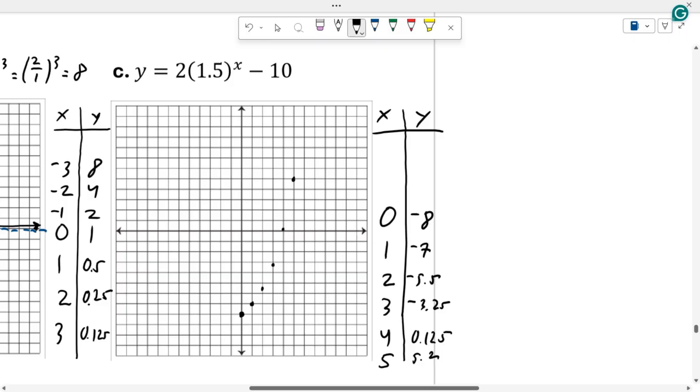And at 6, we get 12 and some change. So let's see, is that going to fit? That's 5, 6, 7, 8, 9, 10. It's going to be just barely out of the graph. So it's going to be like right there. All right.